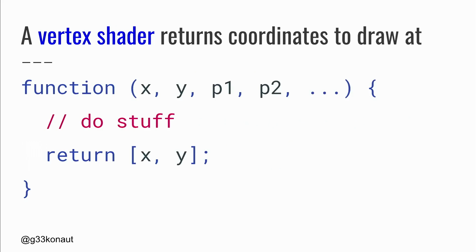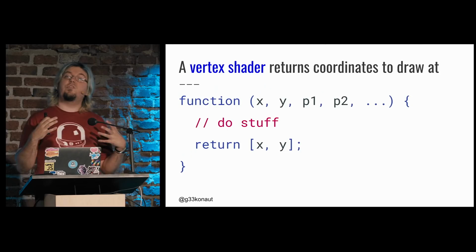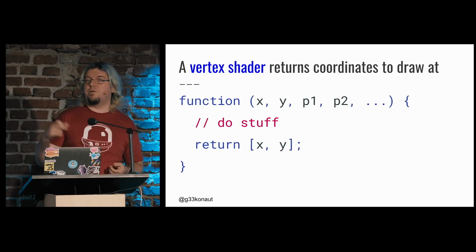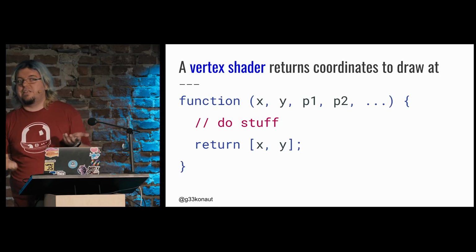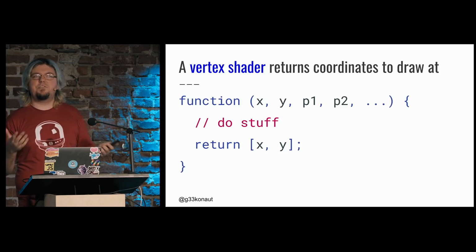In this case, the vertex shader, which is the first thing, gets the x and y position and some other stuff that we define, and then returns a new x and y position that we're going to work with. Now, this shader is not really useful. It just returns the x and y that we just gave in, so it's not really helpful. What can we do with that?